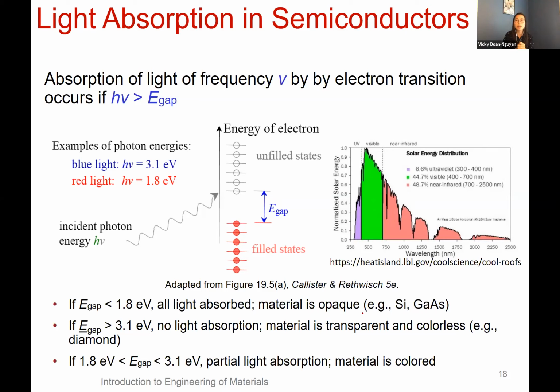then the electron will be excited from the filled states, the valence band, to the conduction band. Okay. And so here you see a distribution of solar energy radiation. This is taken from Lawrence Berkeley National Lab. And you can see here that in the visible region, less than half of the solar radiation is in the visible region. We can see visible, no problem, but if you have a photovoltaic cell, what you really want is to maximize the absorption, right?